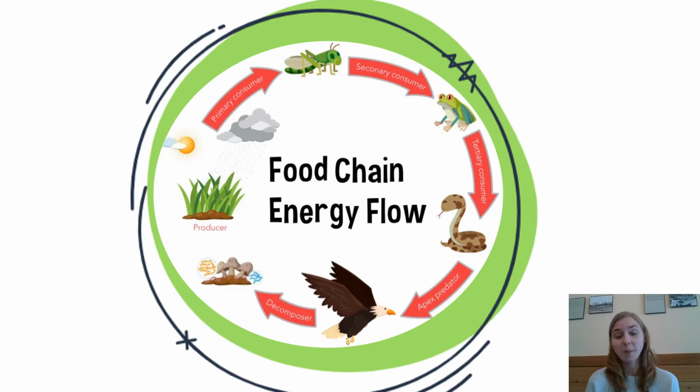We would need decomposers to come along and break down that eagle, turn it back into nutrients in the soil that will eventually connect back up with plants, and the cycle will continue. The decomposer will close the food chain loop.